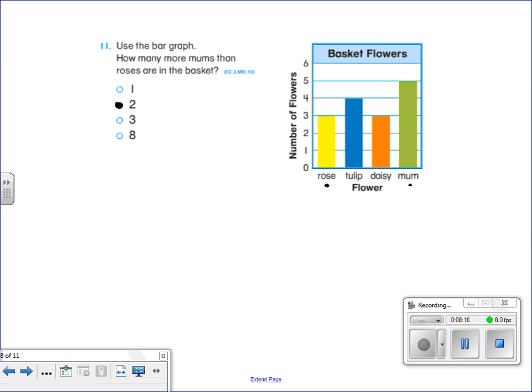So again, same way to do this. Rose has less, so we're going to draw a line from rose to mum. That's a very crooked line. And we're going to see that mum extends 1, 2 past rose. Or you can also say that mum is at 5, rose is at 3. 5 minus 3 equals 2.